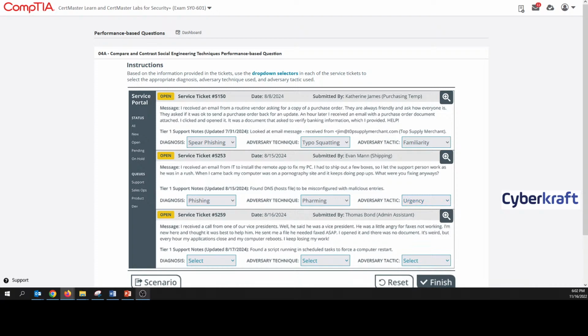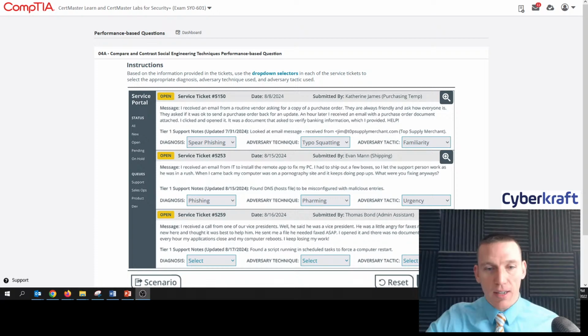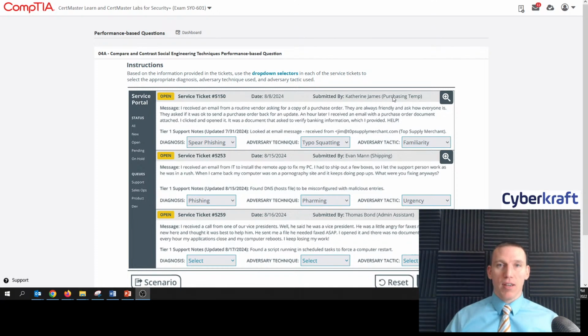So we're going to go with urgency. The idea there is that they're putting pressure on Evan to make it more likely that he won't check to see if this app is really real. And he says, okay, the IT person says, or the email says, hey, we need to do this right now. It's a critical update.